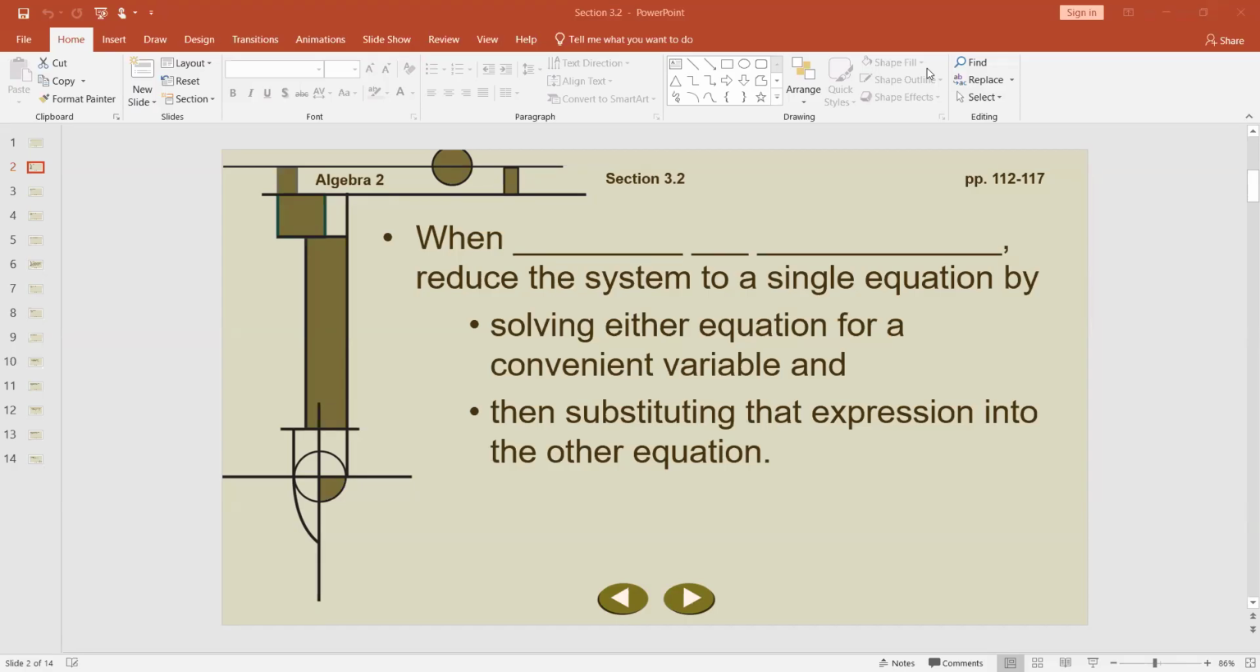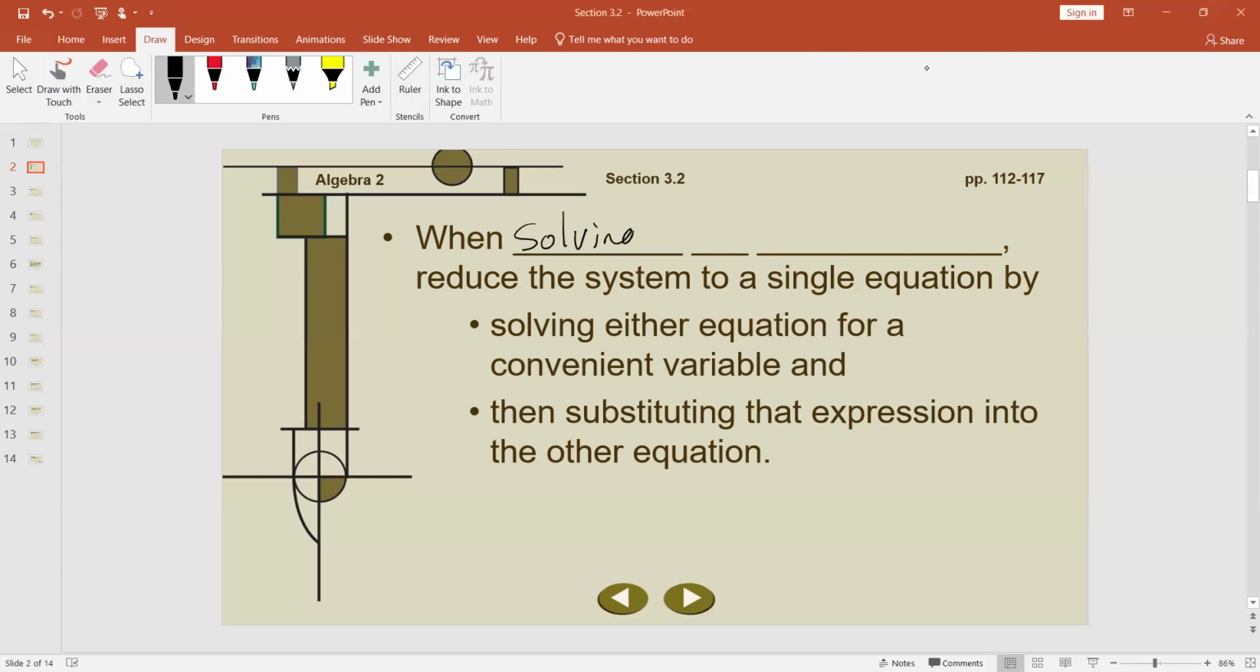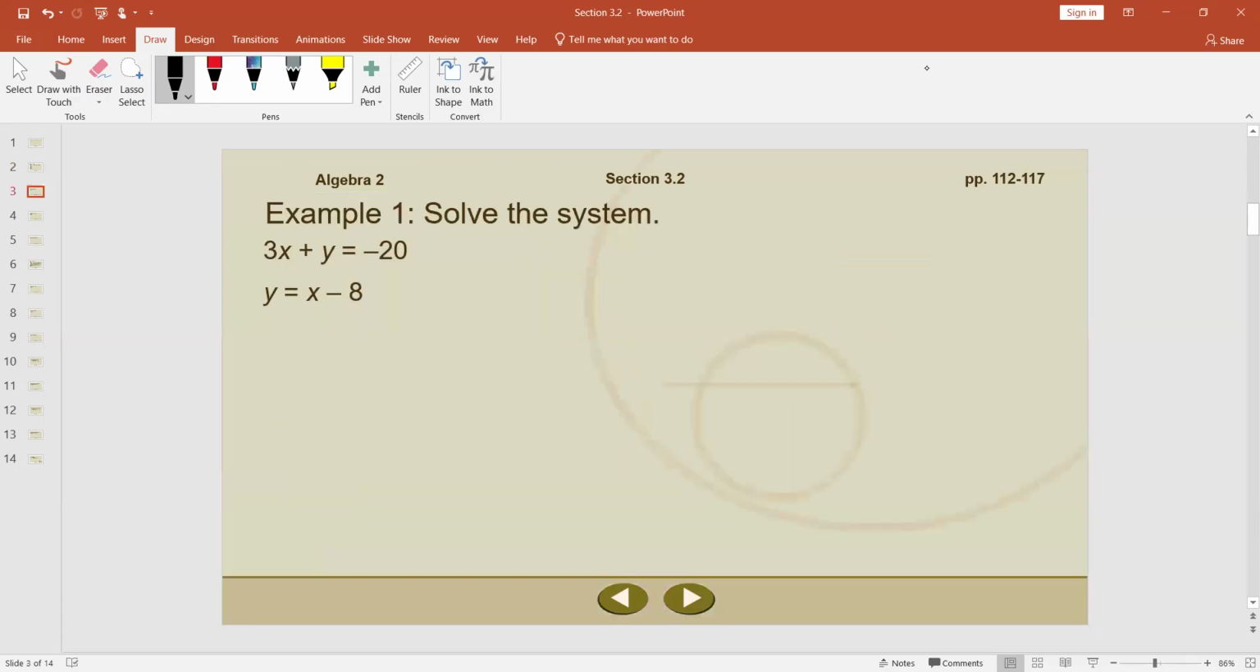So I'm going to go ahead and start off with the first slide. The first one we're doing is solving by substitution. When solving by substitution, you're going to reduce the system to a single equation by solving either equation for a convenient variable, and then you substitute that expression into the other equation. That way you're solving an equation that only has one variable. So let's look at an example.